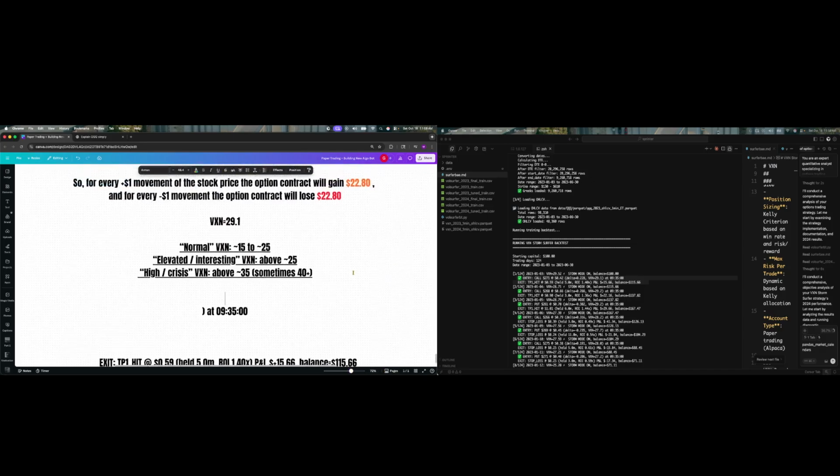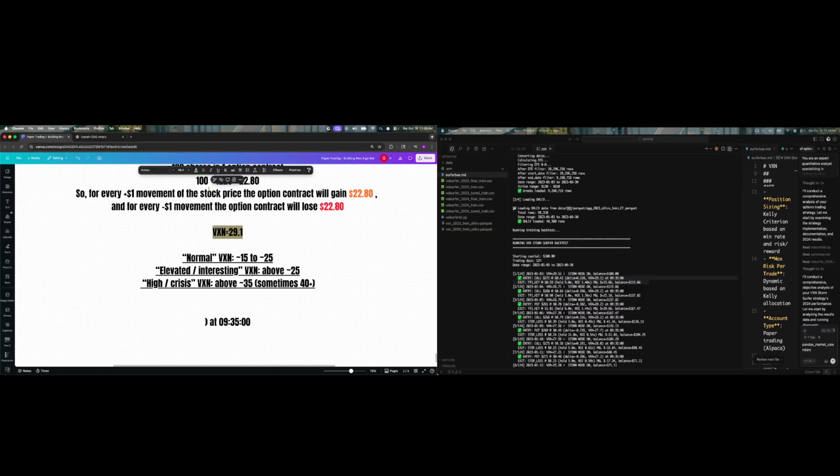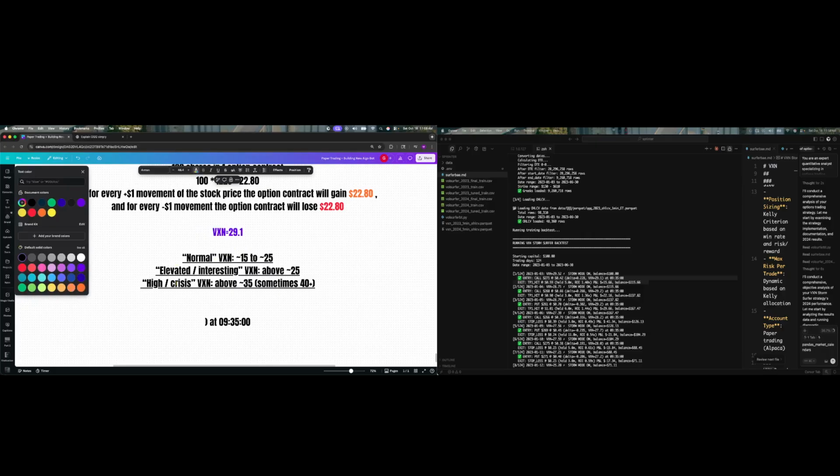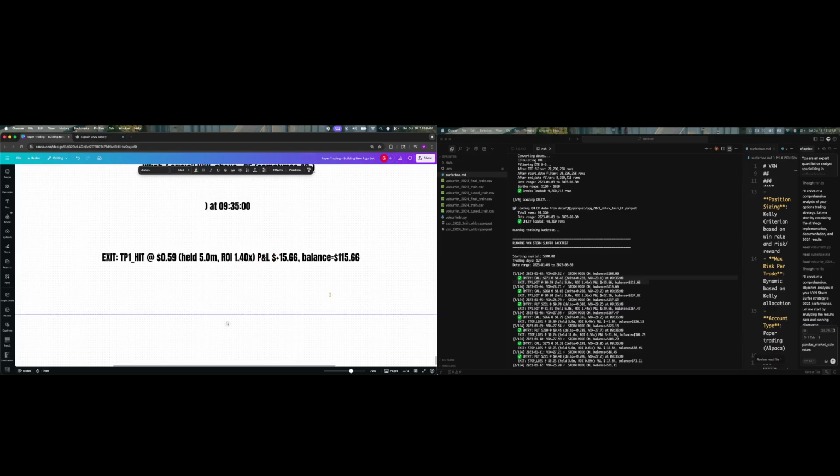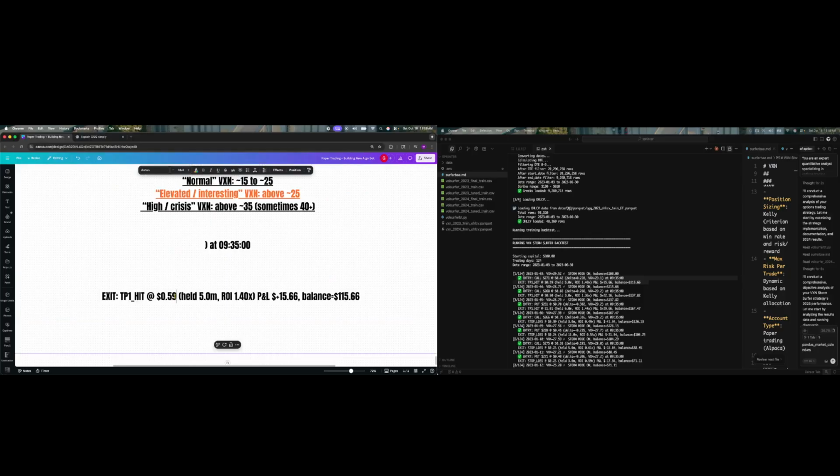All right, so we have a VXN of 29.1. The VXN of 29.1 will fall into elevated. Can we highlight the whole thing? There we go. So that means our strategy is able to trade it. That's a good thing. So let's keep going.